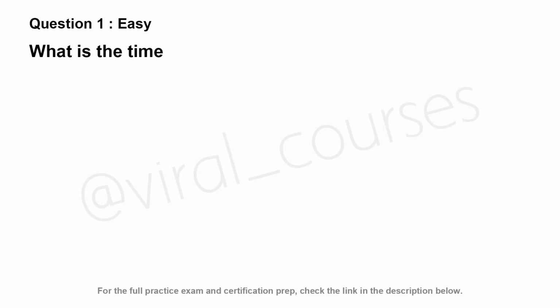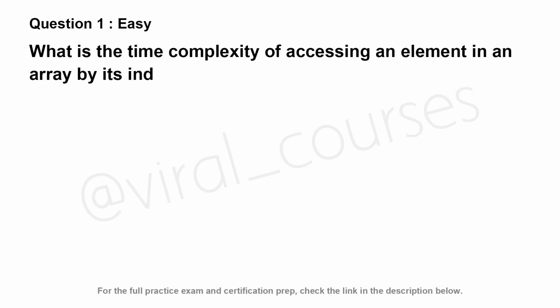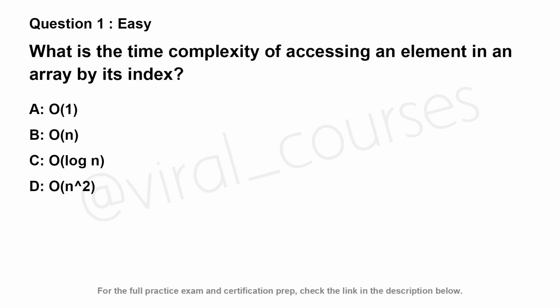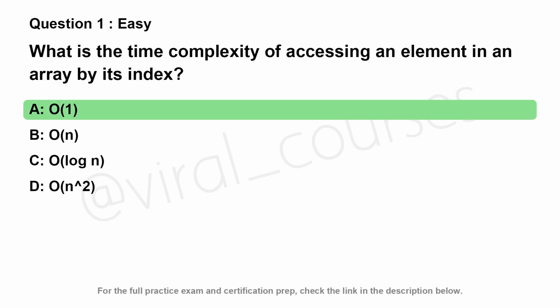What is the time complexity of accessing an element in an array by its index? Option A, O(1). Option B, O(n). Option C, O(log n). Option D, O(n squared). The correct answer is A.